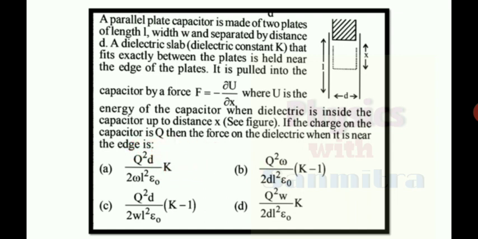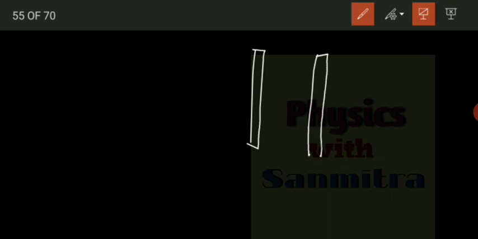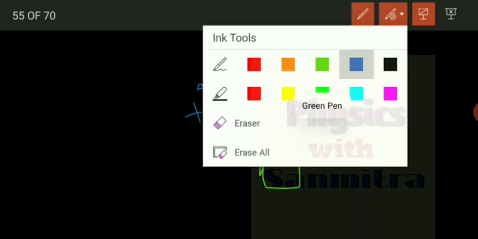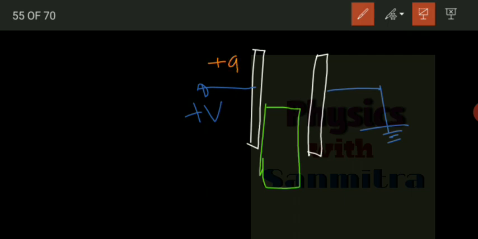Now let's visualize the thing at first, because many of you find this question difficult to visualize. Otherwise this question has nothing else to it, but the visualization is important. See, this is the plate of my capacitor and I will be drawing the dielectric. This is the part of the dielectric that is inside. Now this capacitor is connected to a battery. Let's say it's connected to plus V and this is earthed. Now there is a charge on the capacitor that is plus Q and here it is minus Q. This charge is uniformly distributed.